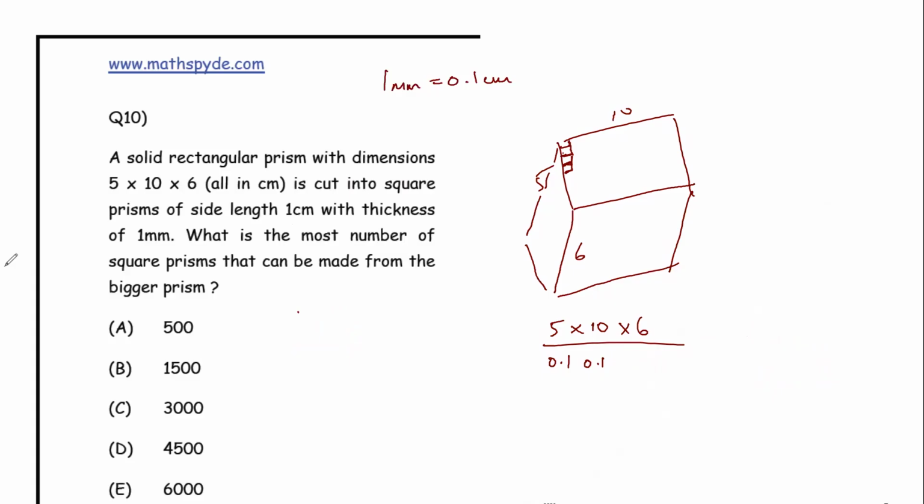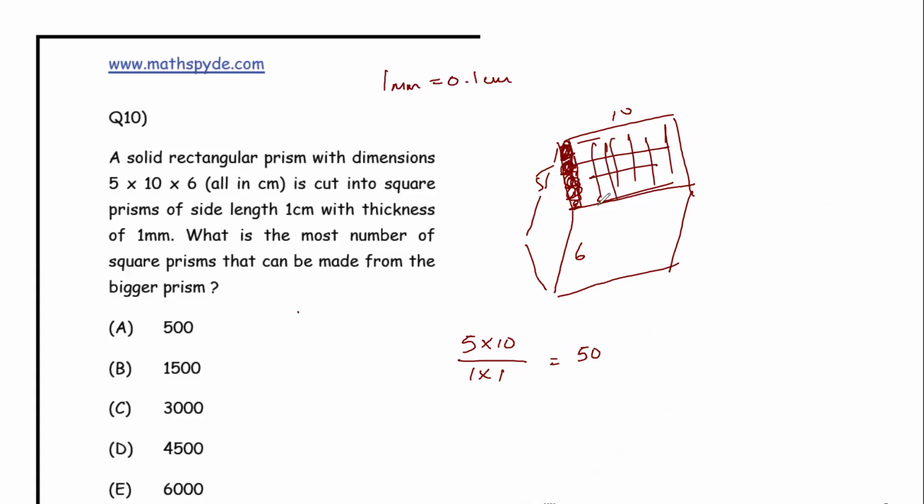So what we need to do is first break down the 50 centimeter square, 5 into 10. That 50 centimeter square we'll divide by 1 into 1 centimeter. So that way we know this is a 1 centimeter prism basically, and then another one, and another one. So there are 50 in one layer.